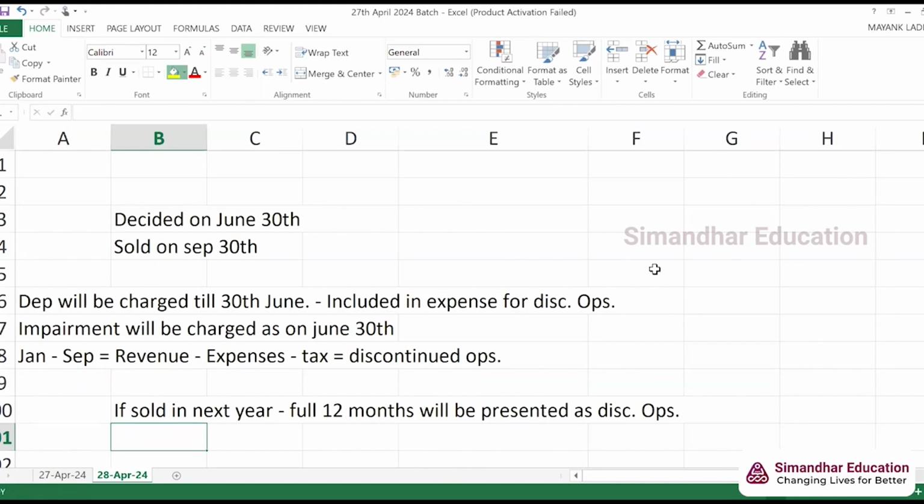If we decided in 1 year and sold in the next year, for next year there will not be any depreciation. Even if sale happens in year 2, if you have decided in year 1 it will be discontinued operation. Sale of business. If the actual sale value is higher, so for example, we have charged impairment loss and subsequently the actual fair value is higher, we will show a gain.